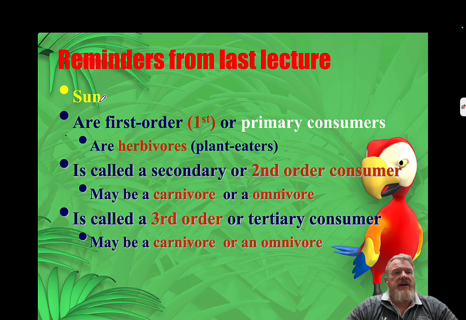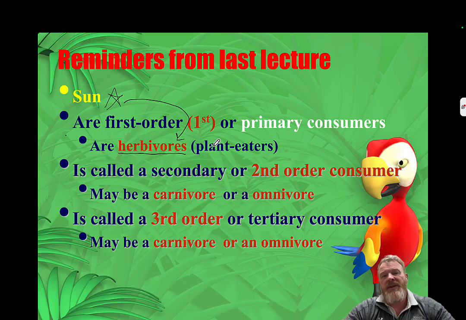So we got the sun, and our sun is the ultimate source of all energy on Earth, right? So we're going to take that light energy, turn it into chemical energy, and producers are going to be the ones that are going to do that. So what's going to eat the producers? Valid question. It is our first order, our primary consumers. These guys are herbivores. Once again, they eat the plants that turn that sunlight energy into chemical energy.